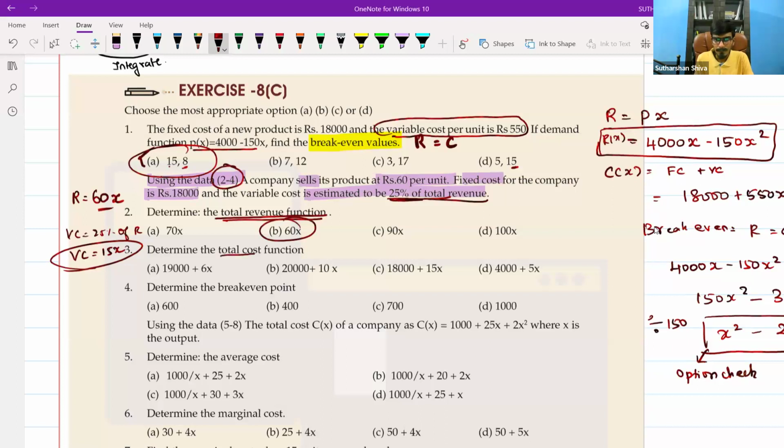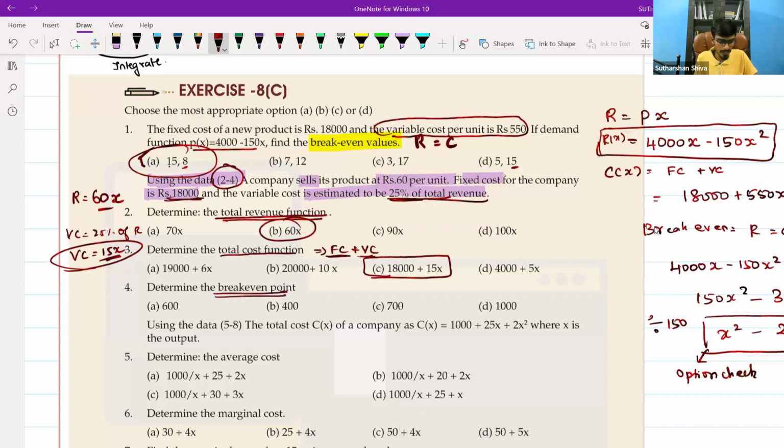Next, total cost function. You know, cost is nothing but fixed cost plus variable cost. Fixed cost they are given 18,000. Variable cost we have found out 15x. So it is nothing but 18,000 plus 15x. Direct answer. Determine the break-even point. That is the next question.